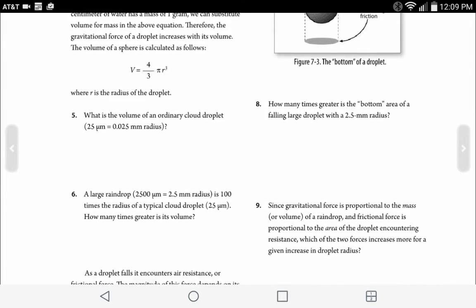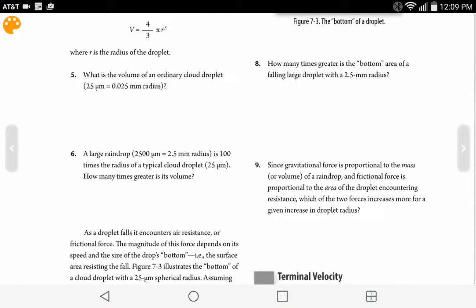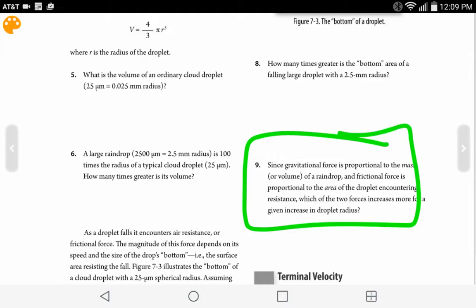Now, what this leads to is this rather difficult question 9. Here in question 9, it says, since gravitational force is proportional to the mass or the volume of a raindrop, and frictional force is proportional to the cross-sectional area of the droplet, which of the two forces increases more for a given increase in droplet radius? So the mass of the droplet is proportional to the cube of the radius, whereas cross-sectional area, which is what is related to the terminal velocity of the droplet, is related to the square.